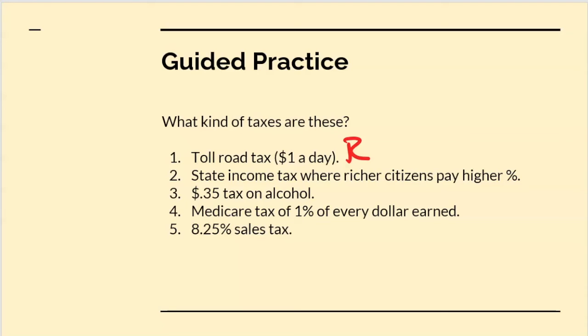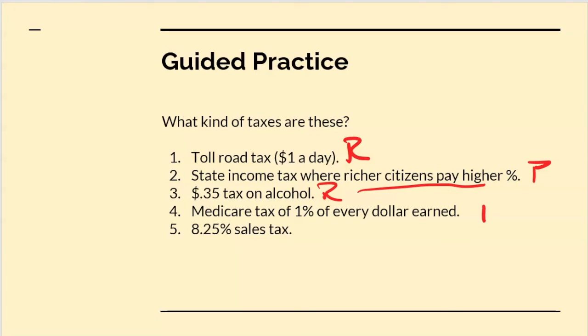Number two, state income tax where richer citizens pay a higher percentage. Well, that's a progressive tax. Why? Because richer citizens pay more in taxes. Number three, a 35-cent tax on alcohol. Well, that yet again is a regressive tax, because if you make $30,000 a year, that 35-cent tax takes out more income compared to someone who makes $10 million.